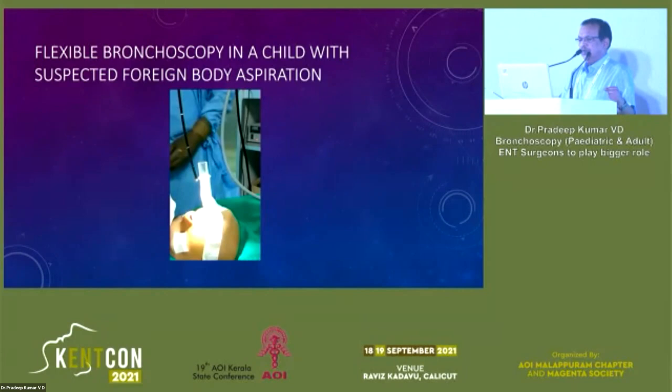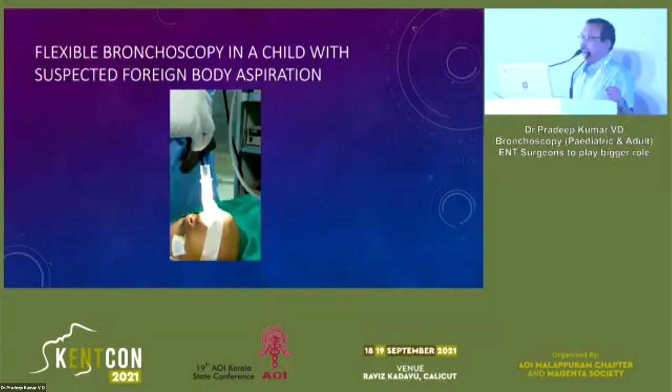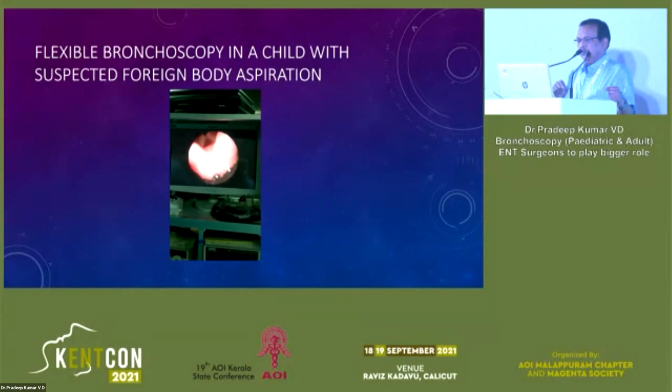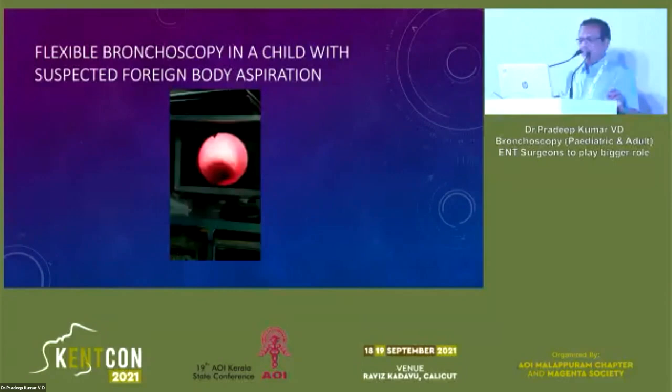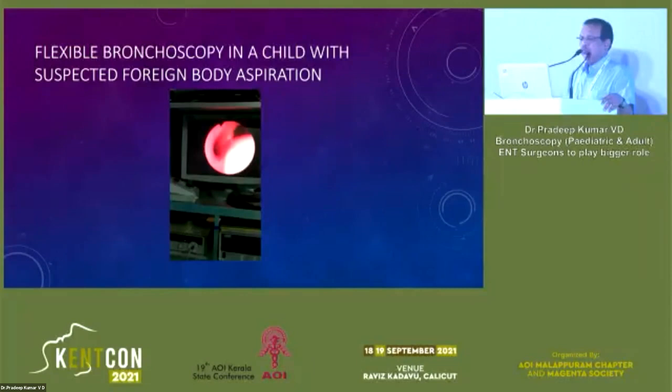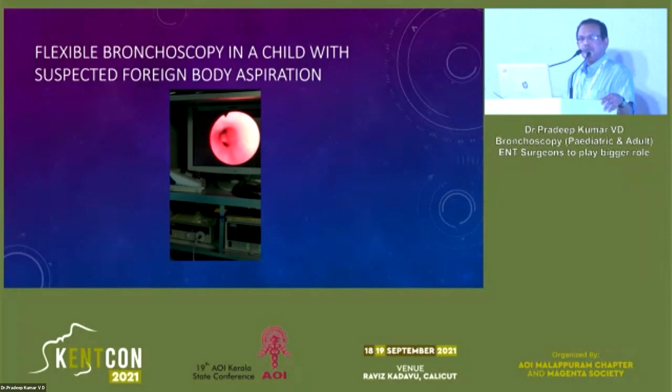I'm putting it through the i-gel. You can introduce it through the i-gel and visualize the epiglottis, the vocal cord, entering into the larynx, the trachea, the carina, and into one of the bronchi, entering into the left bronchus. All the divisions of the bronchus can be seen.